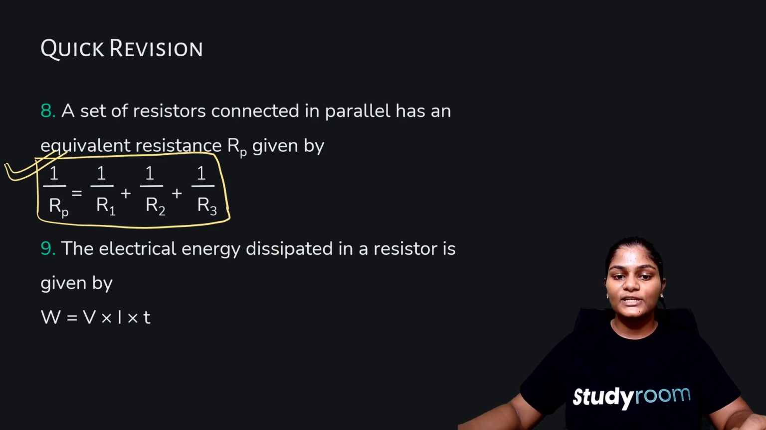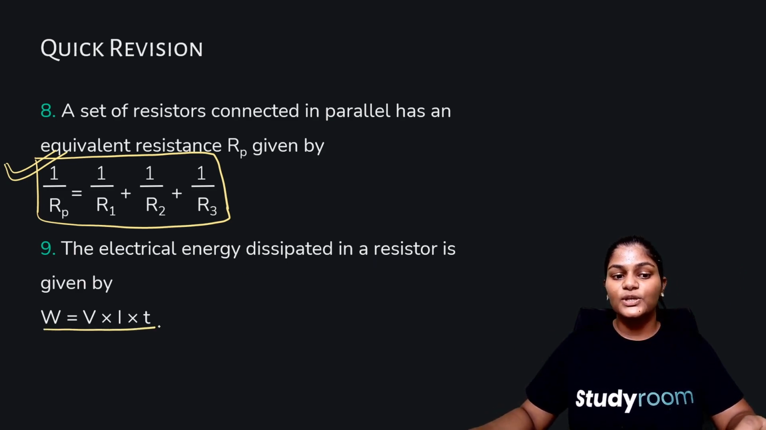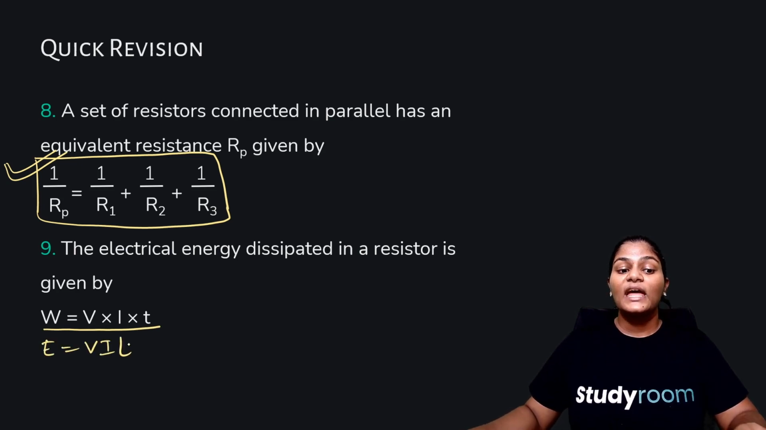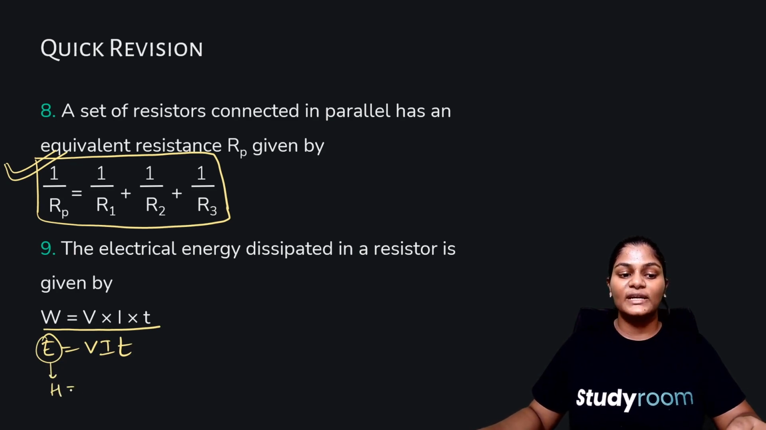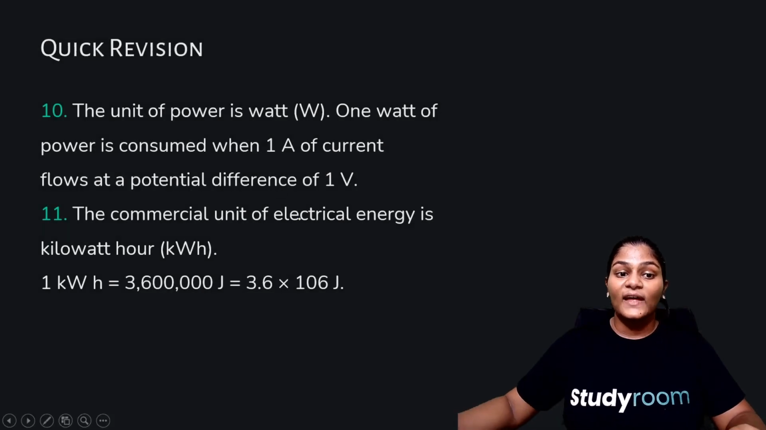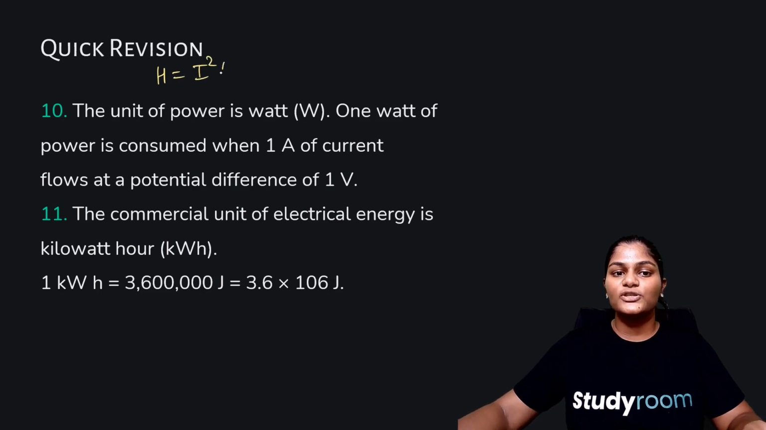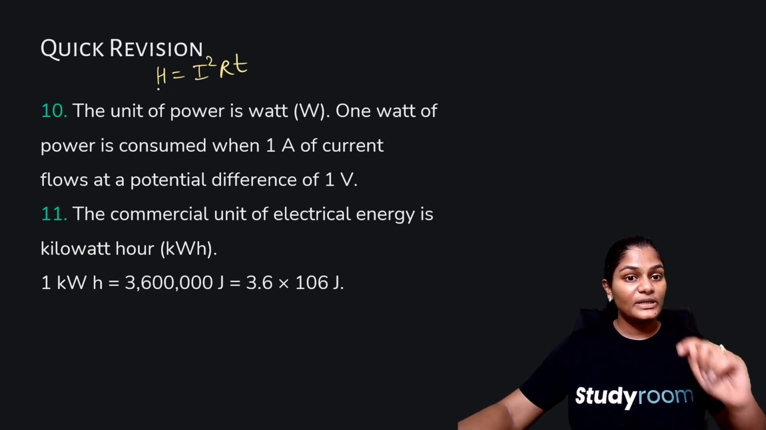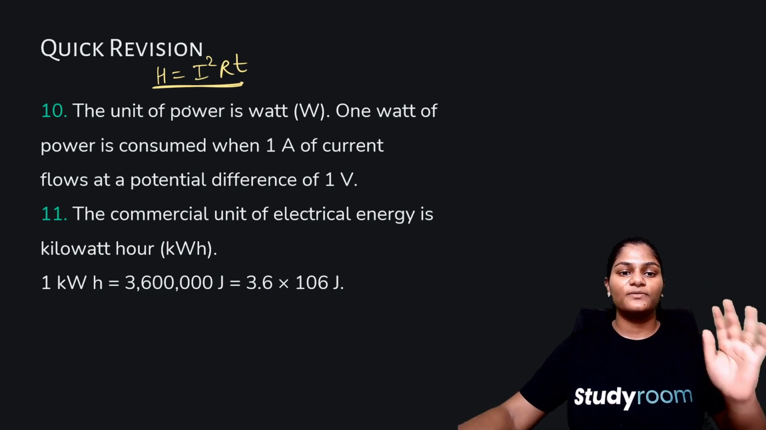Then we learned that the electric energy dissipated in a resistor is given by W is equal to VIT, or we said E is equal to VIT. Then we said that this energy is given in the form of heat, so H is equal to VIT also. And then you remember we also did Joule's law of heating, which was H is equal to I square RT. How we derived this is also in your previous videos.